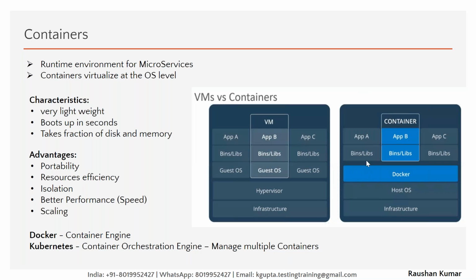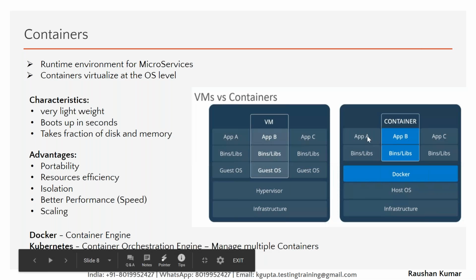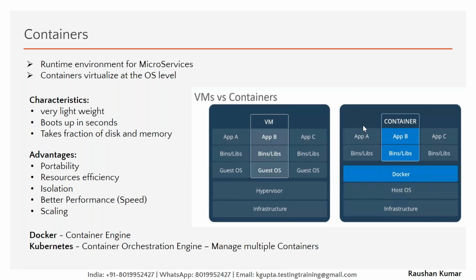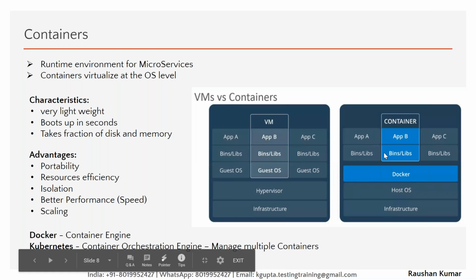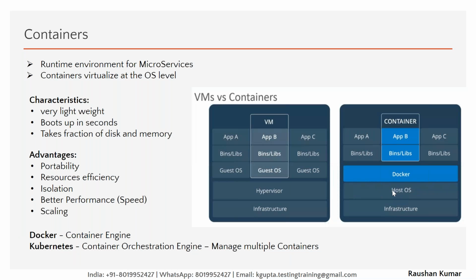The point to notice is that in the case of VMs, we use a separate guest operating system, but in the case of containers, I have just one host operating system, and my containers virtualize at the OS level, using the binaries and libraries of the host operating system. I would need one operating system, but the common binaries and libraries will be used. Suppose this is my Fedora or Red Hat operating system, and for my application server I am also using Red Hat.